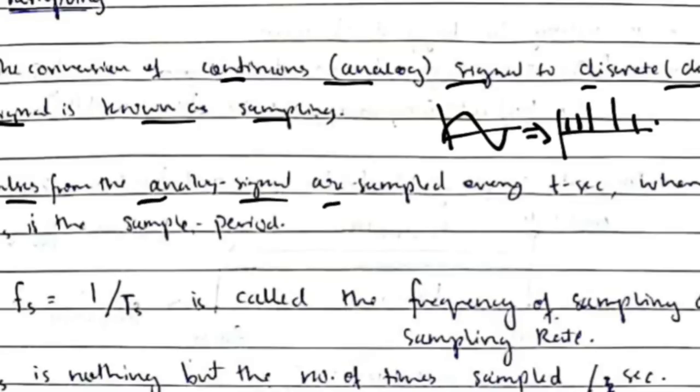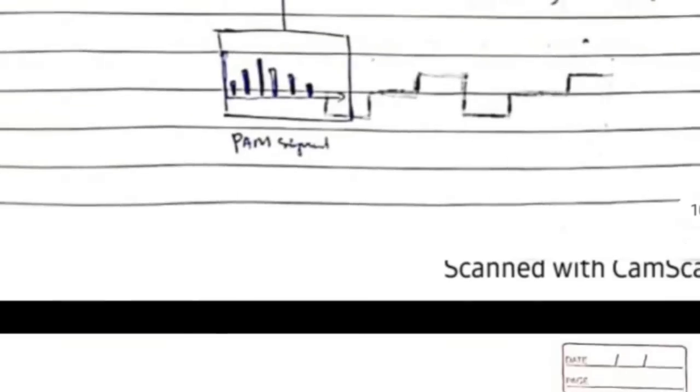Pulses from the analog signal are sampled every t seconds. For each interval we are sampling. For small intervals we are checking where the analog signal is and we are marking the points. This period is known as the sampling period. Similarly, frequency of sampling is how many samples are performed in 1 second. Suppose that in 1 second we are checking 5 times and marking the points. At that time the frequency will be 5, meaning in 1 second how many times the sampling is being performed, that's the frequency.